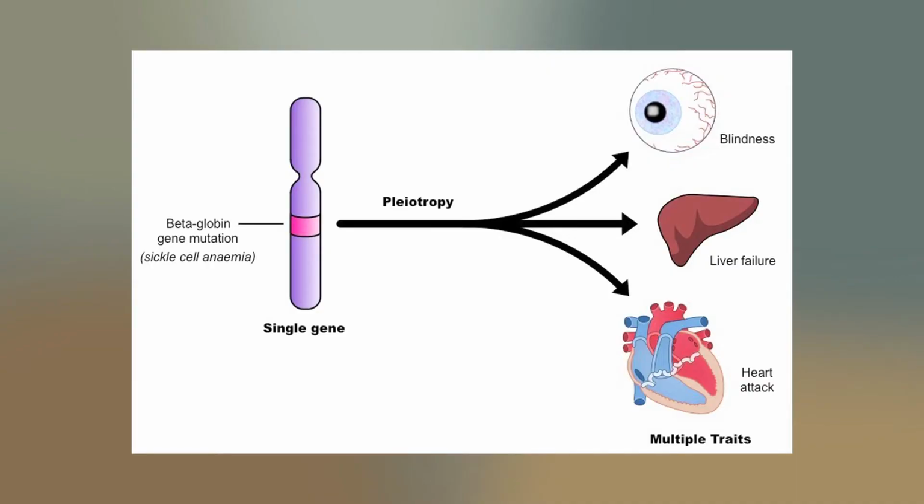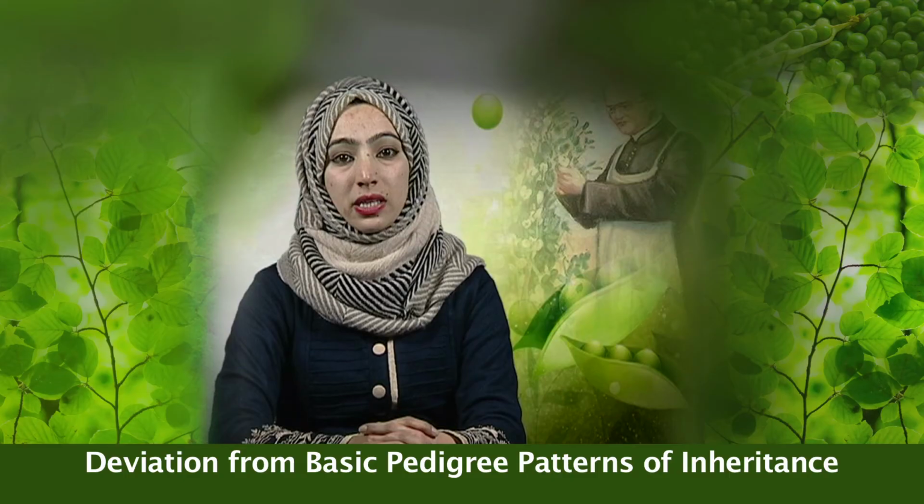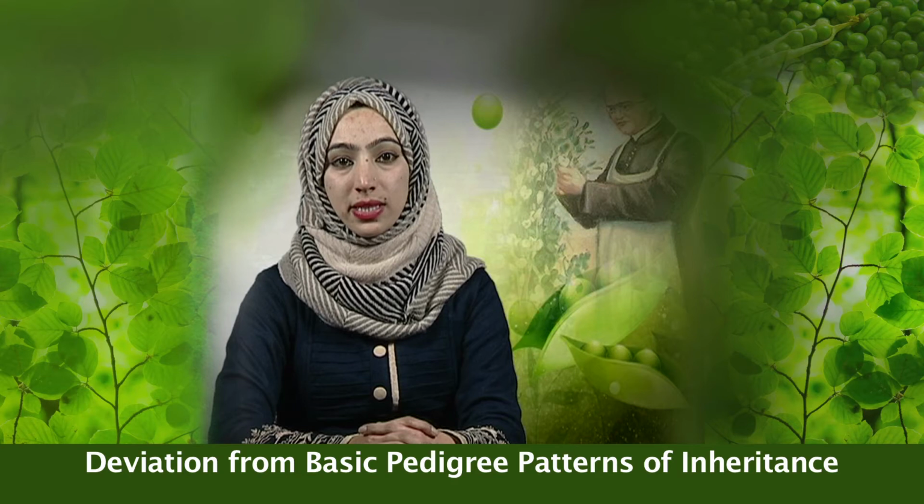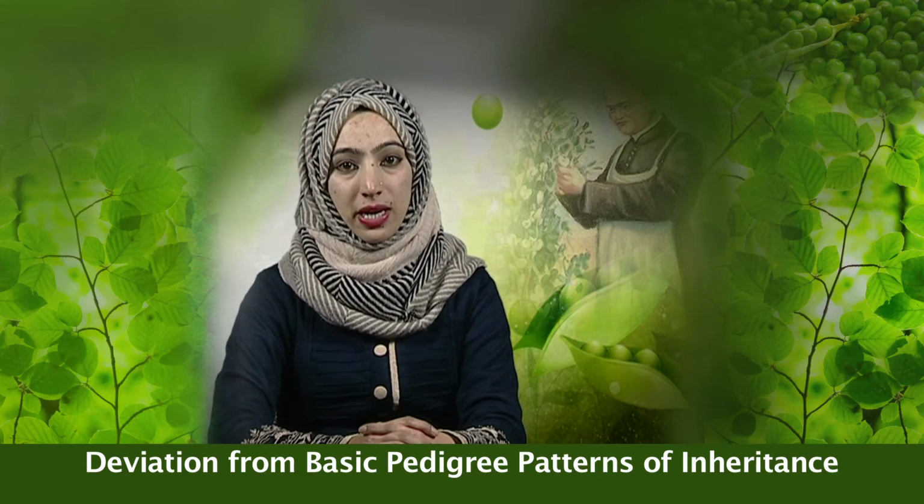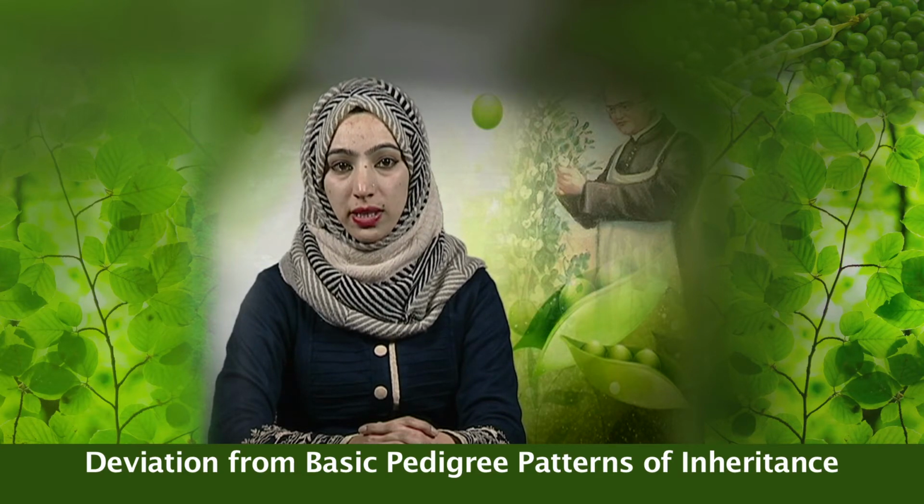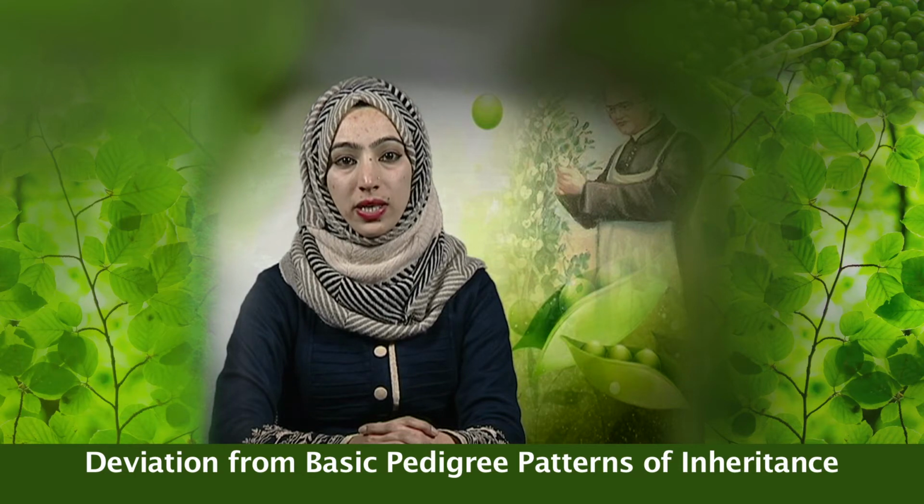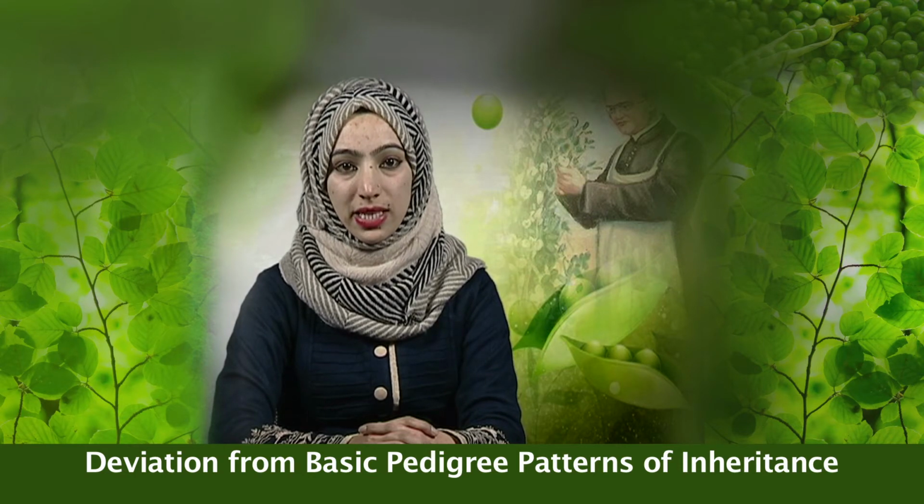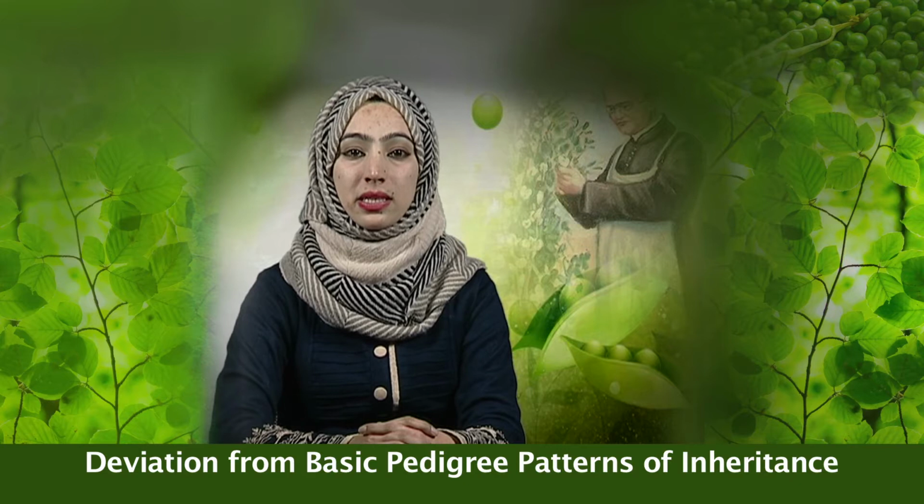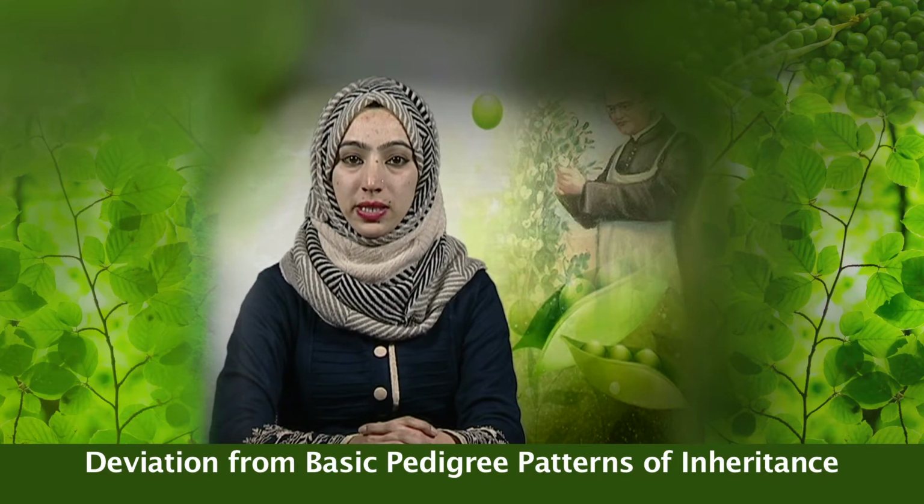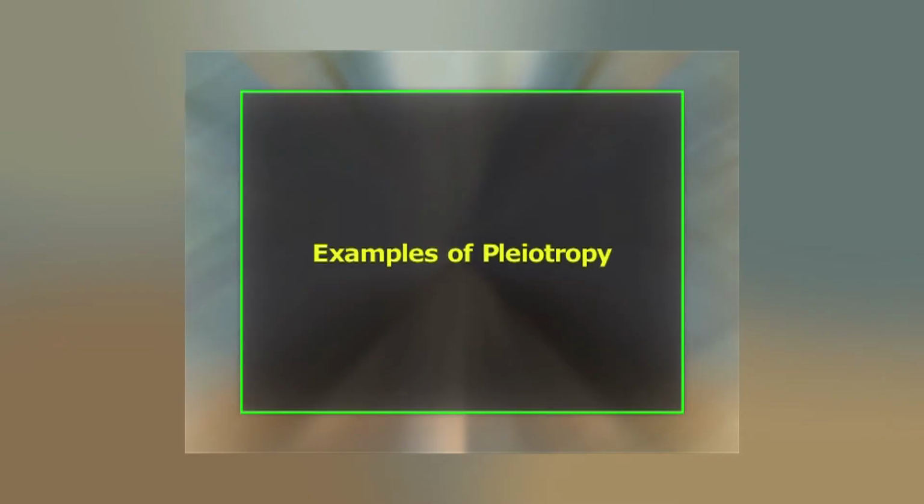Thus, pleiotropy describes the genetic effects of a single gene on multiple phenotypic traits. It's not essential that all the traits are equally influenced. Sometimes, the effect of a pleiotropic gene is more evident in one trait, known as a major effect, and less evident in others, known as secondary effects. Here, I would like to give certain examples of pleiotropy. Number one is phenylketonuria.